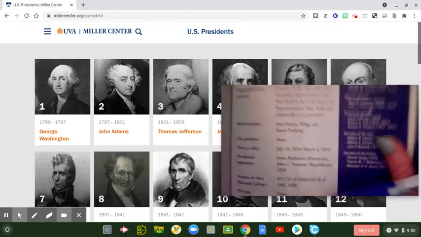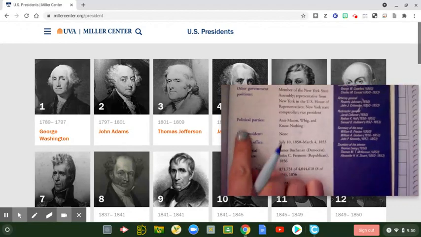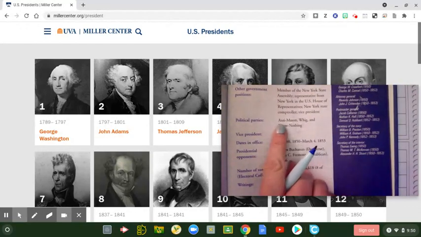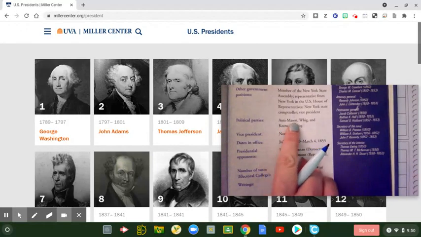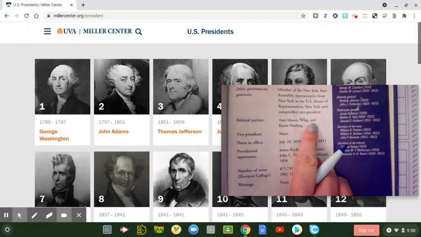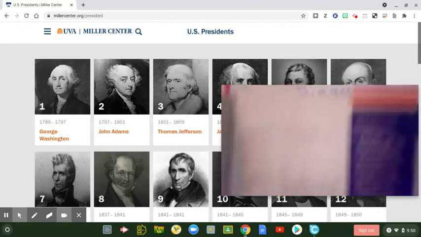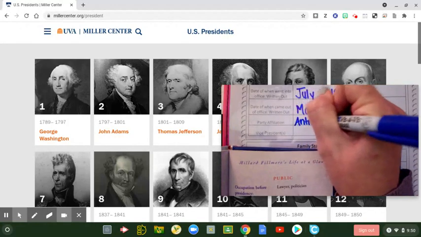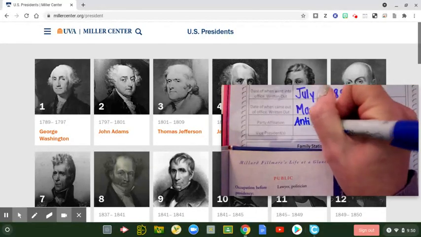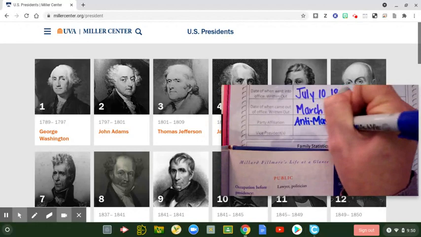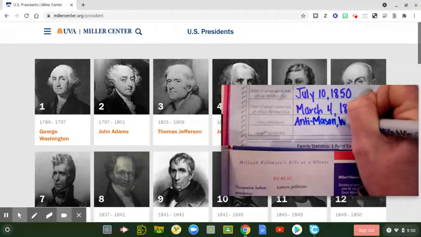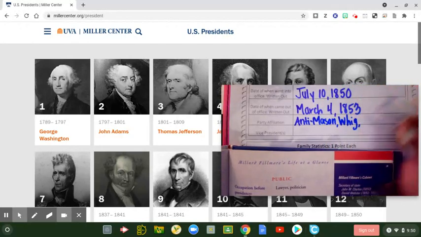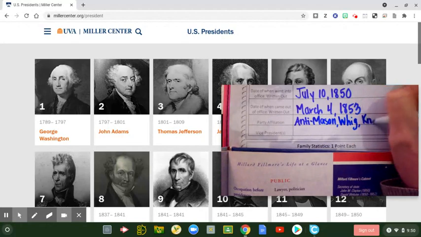Okay, so back in the 1800s, though, they had a lot of different names for their party affiliation. So he has anti-Mason, and they were called Whig and Know Nothing. Those are his party affiliations. So I'm going to put all those down. Anti-Mason, capital W, Whig, and then what's called the Know Nothing.